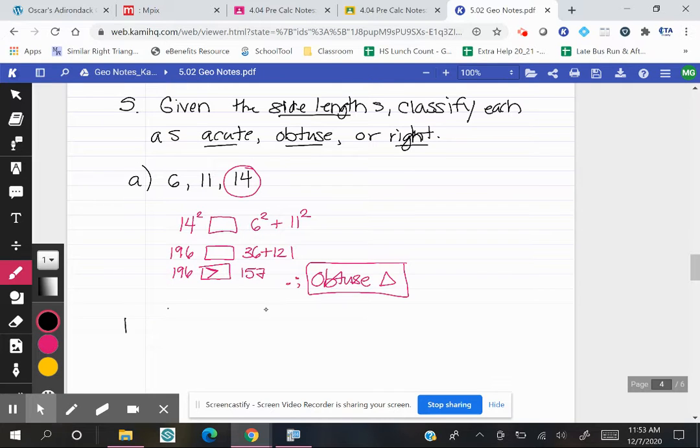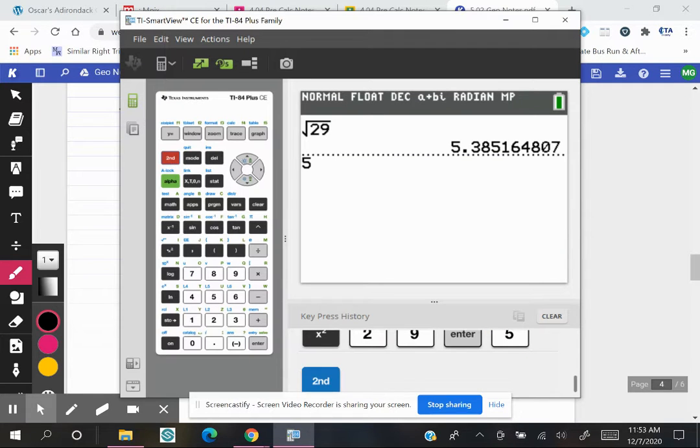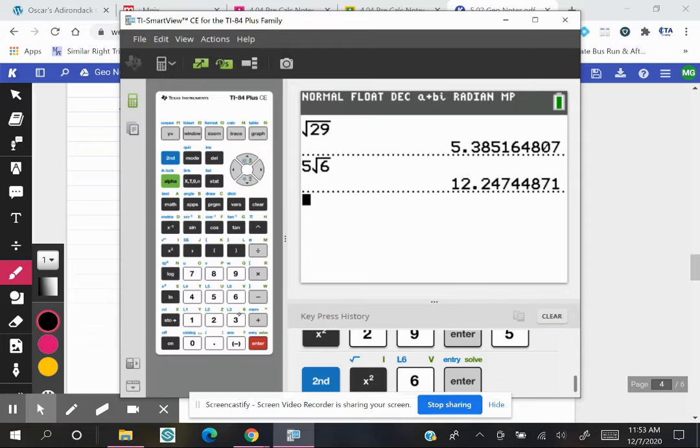Let's try another one. So this one, I'm not going to make it as easy. They never stay super easy, right? So we've got 5 rad 6, 5, and 3 rad 2. All right, so first of all, looking at these, I might not know what the longest side is. So let's go to our calculator and type in 5 rad 6. And let's type in 3 rad 2. Whoops.